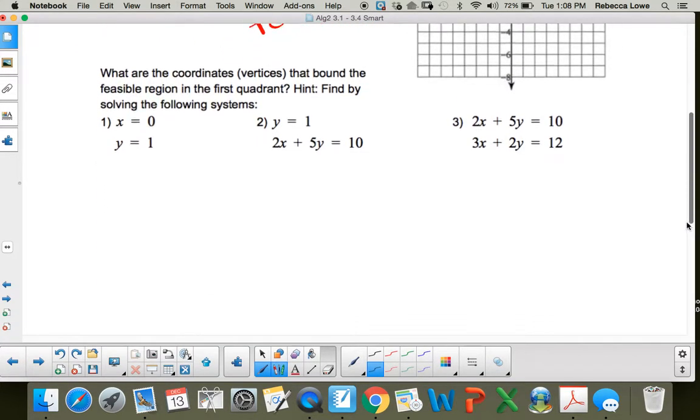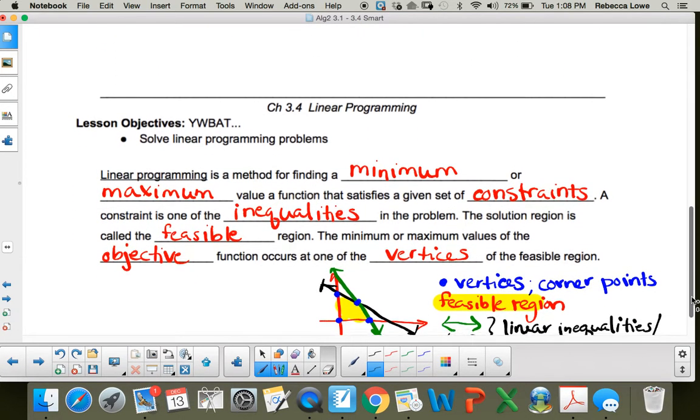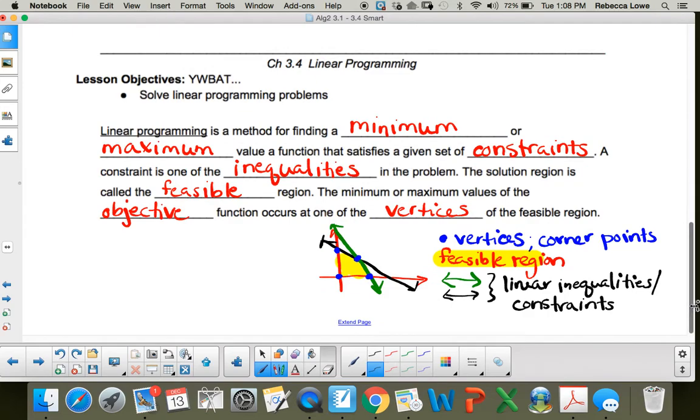because it will help lead into the linear programming problems. So linear programming is going to put together everything that you have learned about lines, inequalities, and solutions to systems. So you're going to be able to solve linear programming problems, and linear programming is a method for finding a minimum or maximum value that a function has that satisfies a given set of constraints.